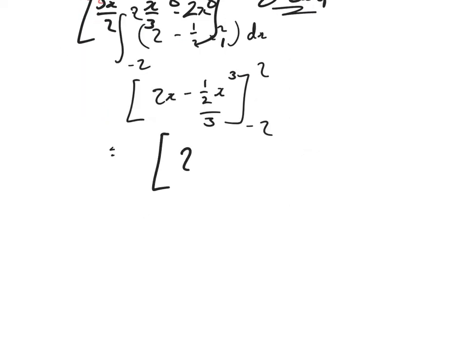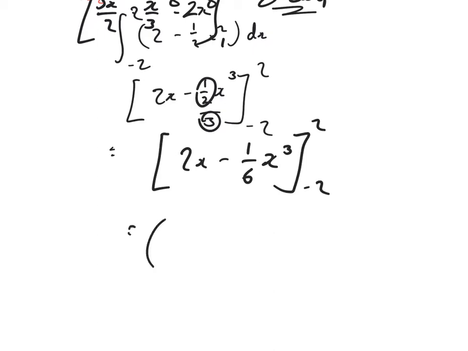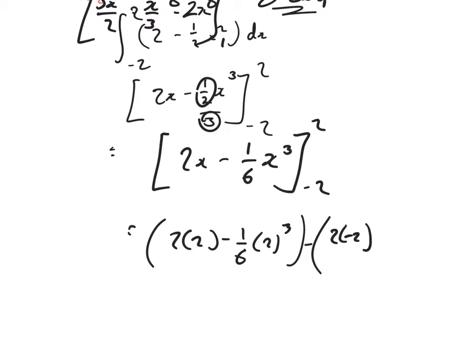Okay, so let's tie this up first. 2x minus, well, I've got 1/2 x cubed divided by 3. So if you've got a half and divide into 3 bits, that will be 1/6 x cubed between 2 and minus 2. I'm now ready to sub in. 2 lots of 2 minus 1/6 of 2 cubed, minus, open up, 2 lots of minus 2 minus 1/6 of minus 2 cubed.